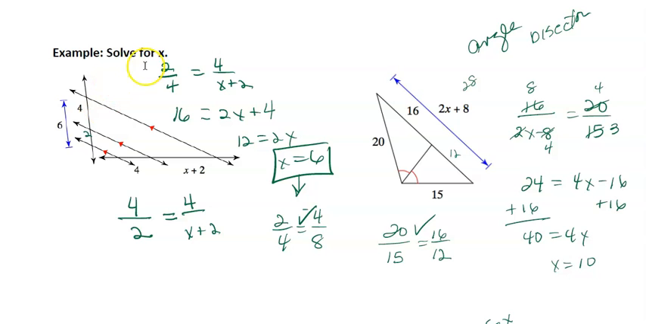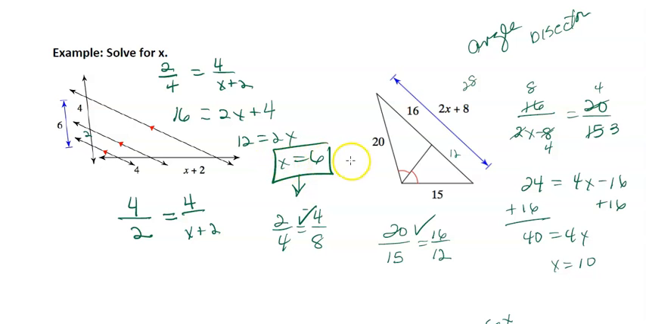Once you put the 2 there, you can then say that 2 over 4 equals 4 over x plus 2. Okay, we're back to cross products. When you do cross products, go very easy. 2 times x is 2x, plus 2 times 2 is 4, and 4 times 4 is 16. So I'm going to subtract 4 from both sides. That gives me 12 equals 2x. Divide both sides by 2, and I get x equals 6.